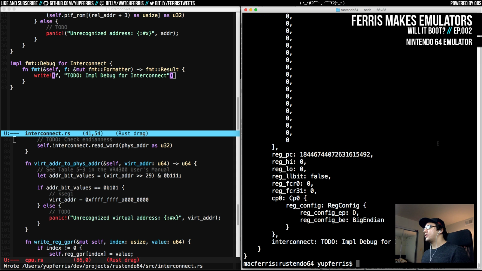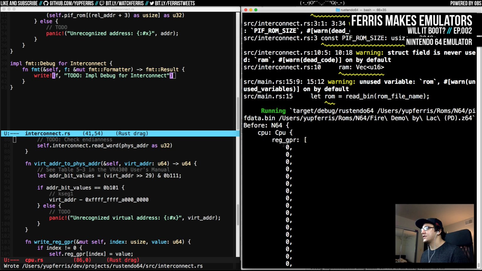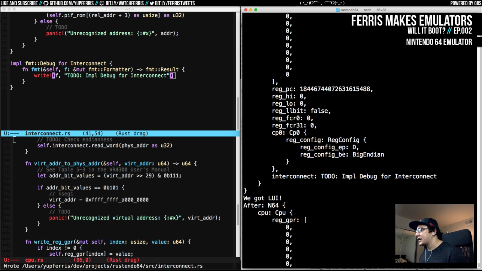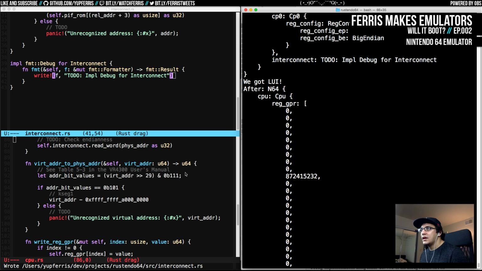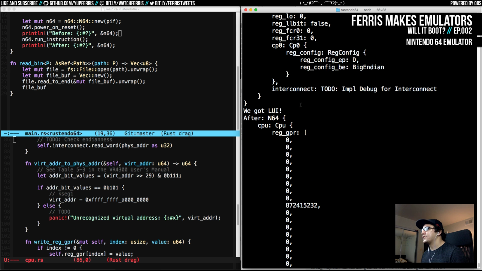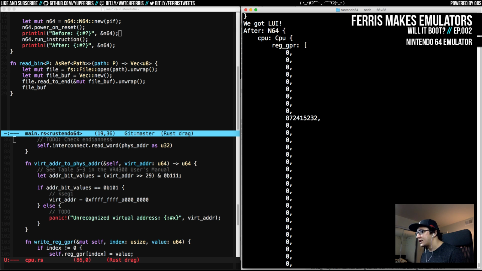All right, so I think we got it. So we had the before state, which has all these general purpose registers as 0 and a particular PC. We are also going to want to implement Debug for the CPU so that we can print this as hex. For now, we'll not worry about it. Actually, does it work to just put the hash in there? No, because we did that anyway. So not going to worry about it. So this was the before state, and then we got LUI, and then we have the after state where one particular register, 0, 1, 2, 3, 4, 5, 6, 7, 8, 9, the ninth register, had a value in it.